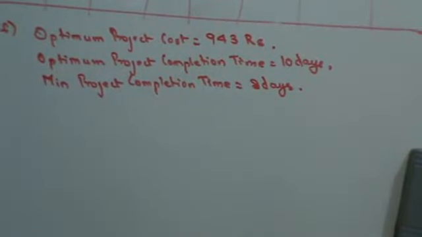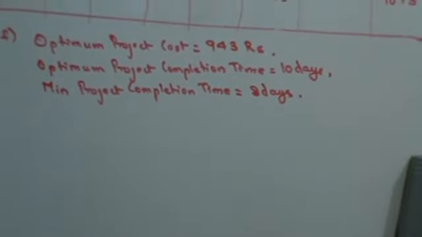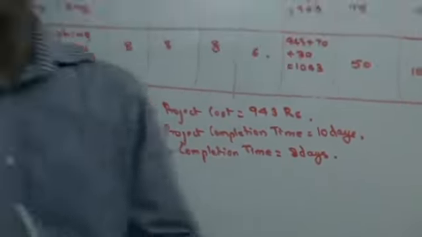And I could also have the minimum project completion cost. I don't think they have asked you the minimum project completion cost. So these are the final 3 things that they've asked you. So my optimum project cost is 943 rupees. Optimum project completion time is 10 days. Minimum project completion time is 8 days. Right? Okay, this finishes the sum.